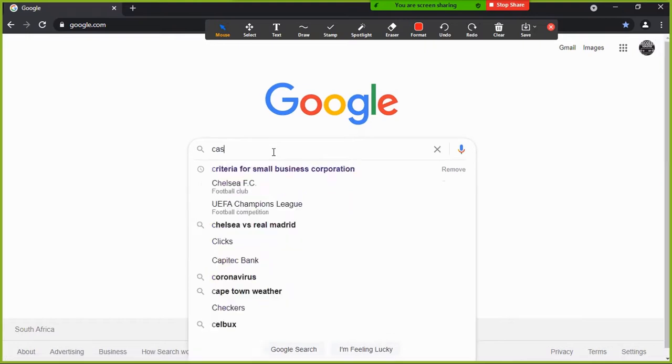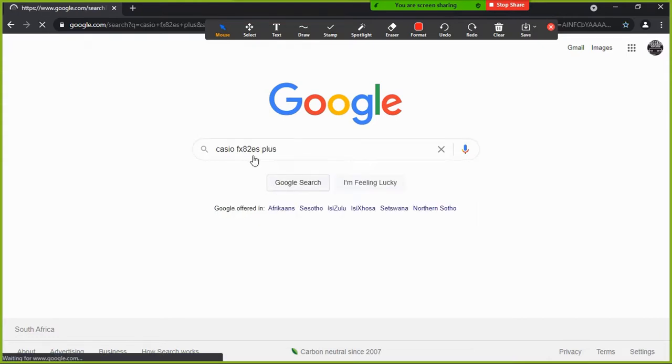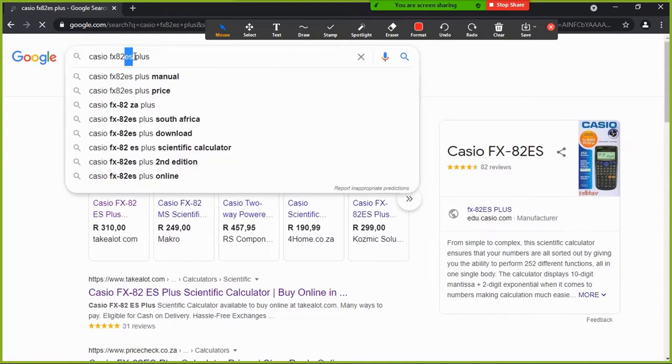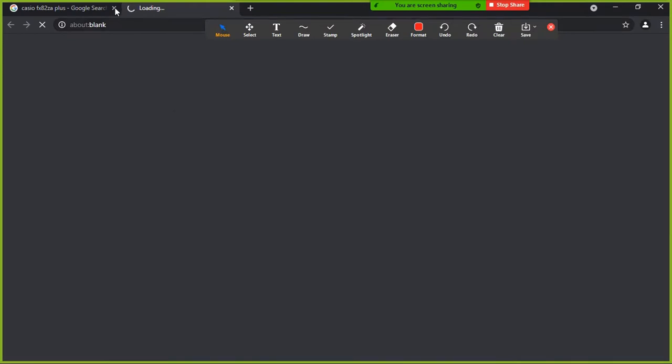Sorry, I'm all over the show with this because I just don't know how to. That's why I needed you. I needed someone just to hold my hand a bit in the beginning, to show me how to start. Casio FX82ZA Plus. Okay, yeah, it should look like that one. Yeah, that's it.